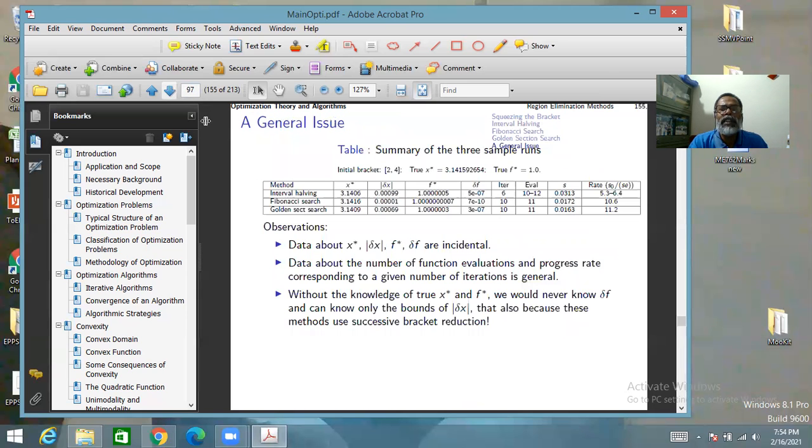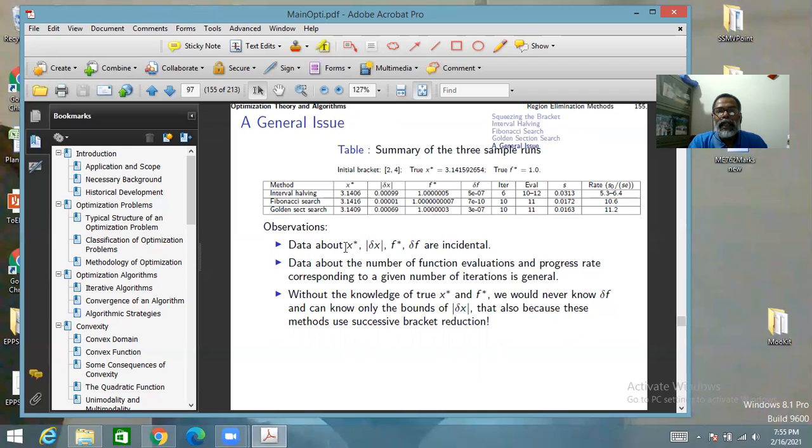If you compare all three of them together, then you will see the best X star found, the uncertainty that we have at the end, the best function value, and the error in function value from the absolute minimum. The absolute minimum happens to be at X star equal to pi, and the function value is 1. Then the number of iterations, which means the number of evaluations here.